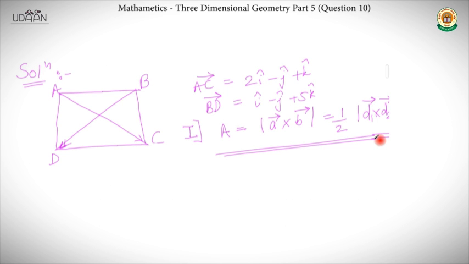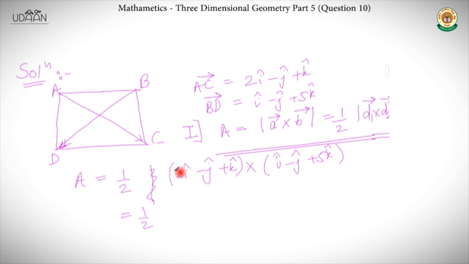Even if they don't remember the formula, we'll figure out a second method for that. So this is the first and the simplest method for solving, if you remember the formula. Area equals half of D1 cross D2, which is 2i minus j plus k cross i minus j plus 5k, and we take the mod of this. You need to take a mod because area is always positive, and also it is a scalar quantity. Now the cross product we know can be found like this: i j k, 2 minus 1 1, and 1 minus 1 5.